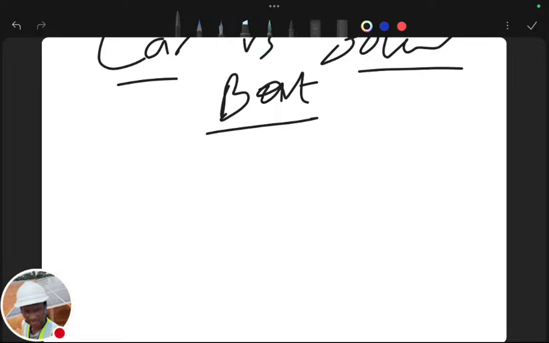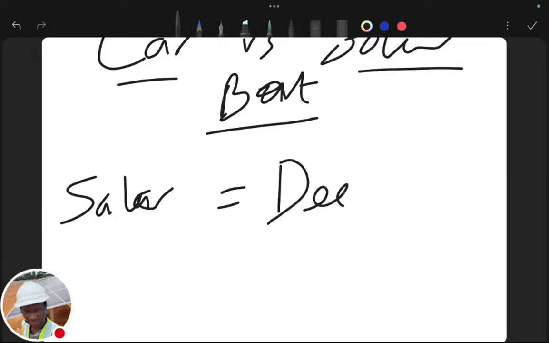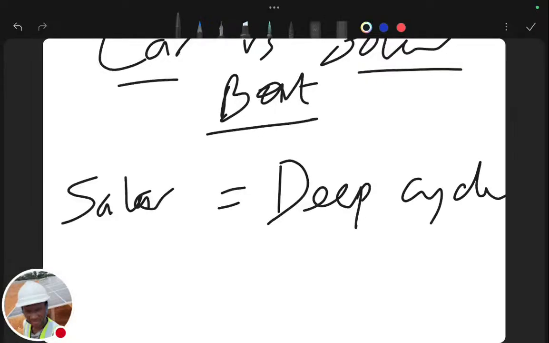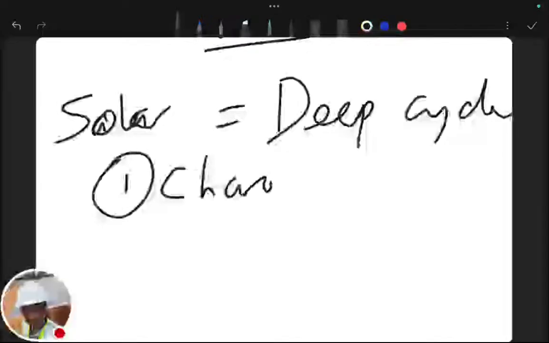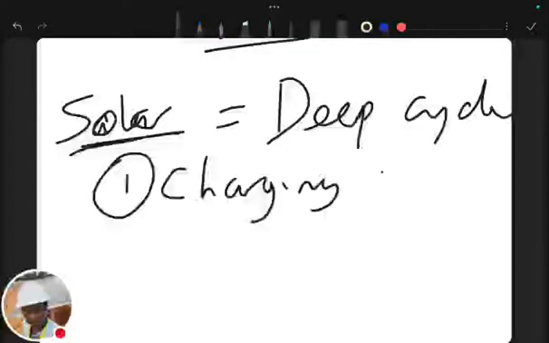You see, solar batteries are called deep cycle batteries. The other one, which is the car battery, is not deep cycle. What's the difference between the both of them? Well, the first thing is in their charging. Because solar batteries are deep cycle, they take longer to charge. Typically, you have to charge them from like 10.5 volts all the way to 13 volts.